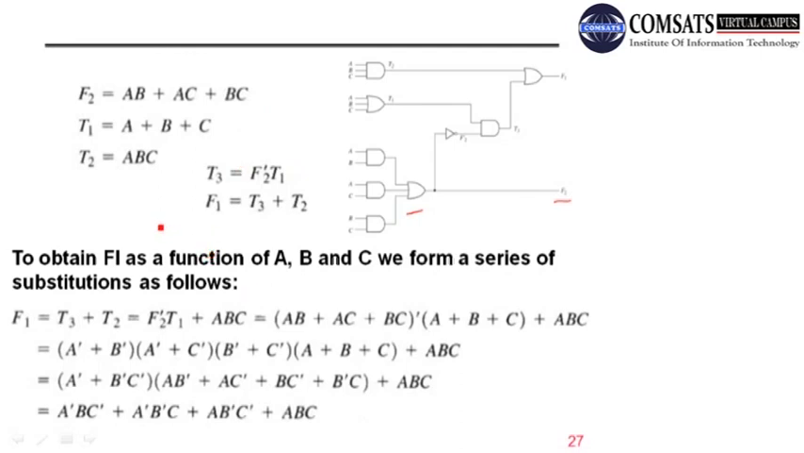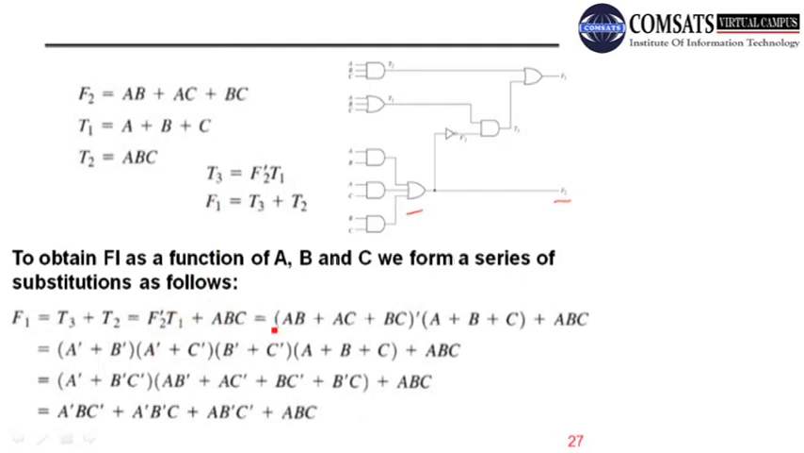So our ultimate goal is to represent F1 and F2 in terms of A, B, C. Here you can see, if we talk about F1, F1 is equal to T3 plus T2. T3 is equal to, you can have a look over here, F2 bar T1, and T2 is equal to ABC. All the 3 variables are ANDed.